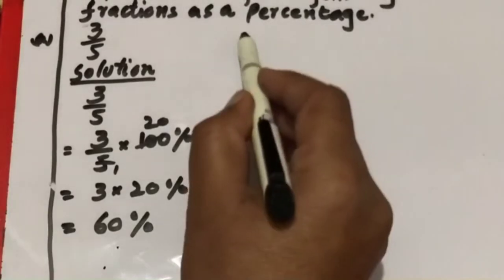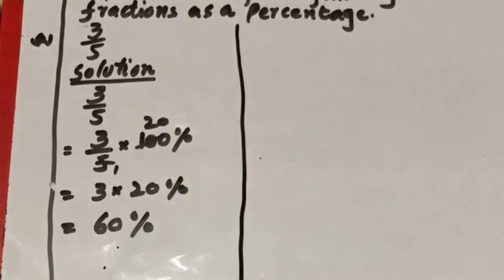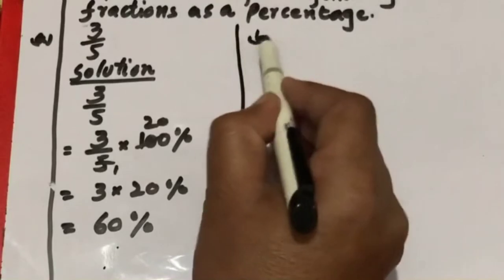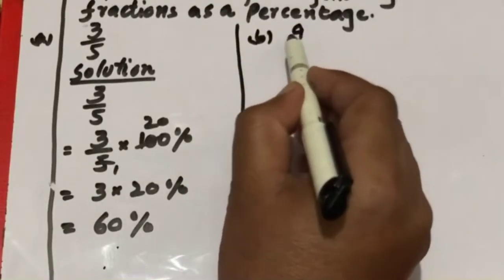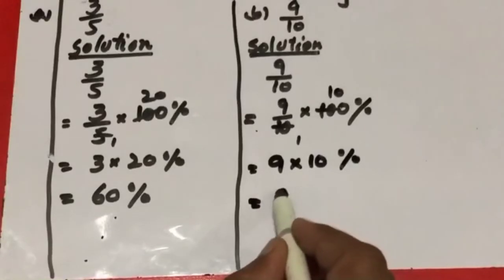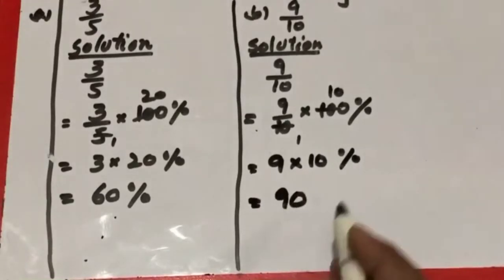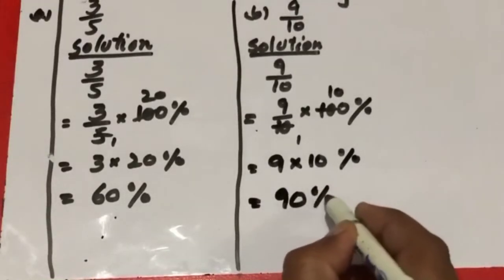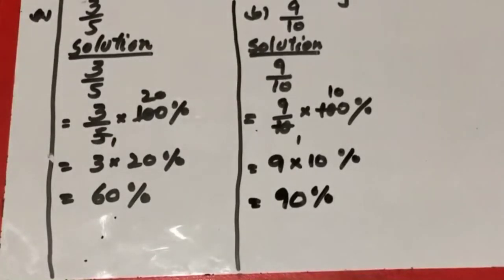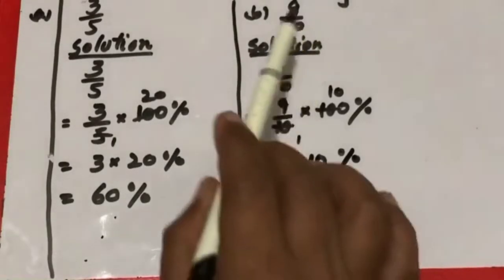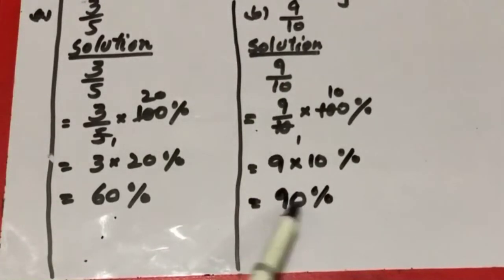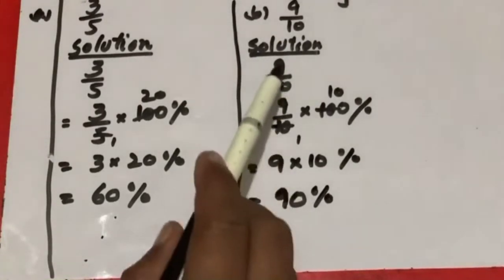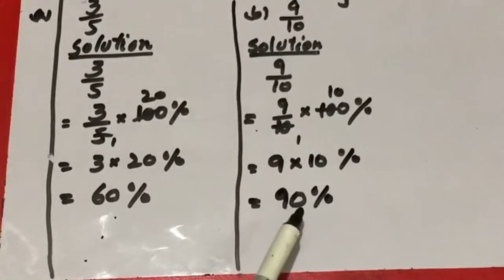Now we are going to solve the next part of question number 3, which is 9 by 10. We will have 9 tens are 90 and the percent symbol as it is. So 9 by 10 can be written as 90%. So we have converted 9 by 10 into a percentage, which becomes 90%.